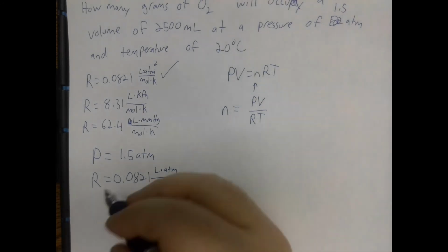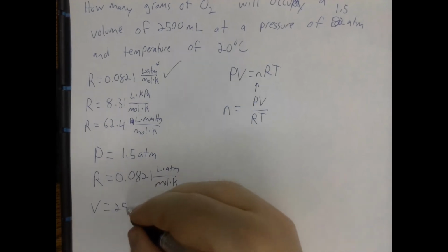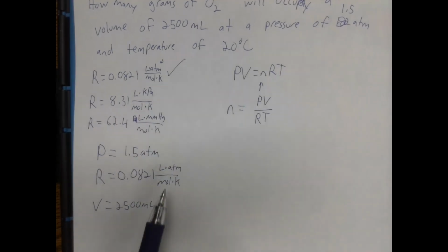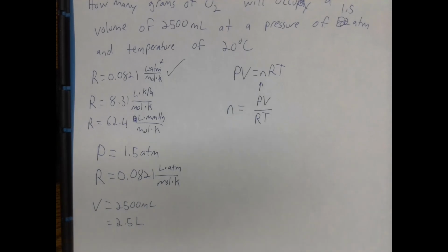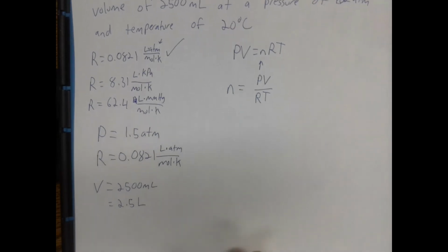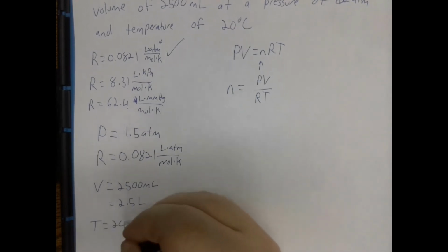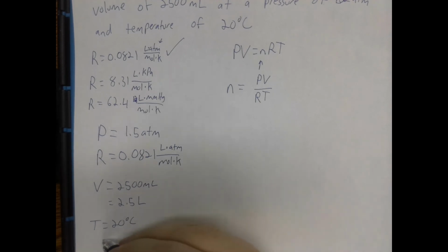Our volume is 2,500 milliliters. But note, this has a liter in its units. How many liters is 2,500 milliliters? It'd be 2.5. So this is equal to 2.5 liters. And then we have a temperature of 20 degrees Celsius. And you're correct, we can't keep in Celsius, we have to go into Kelvin. That's 293.15 Kelvin.